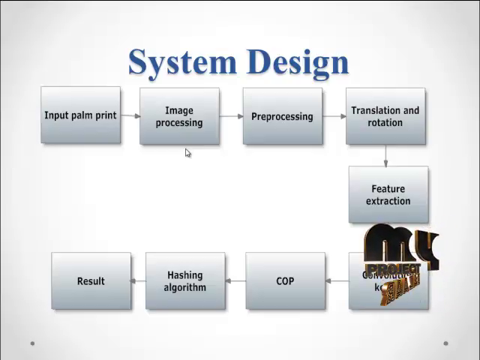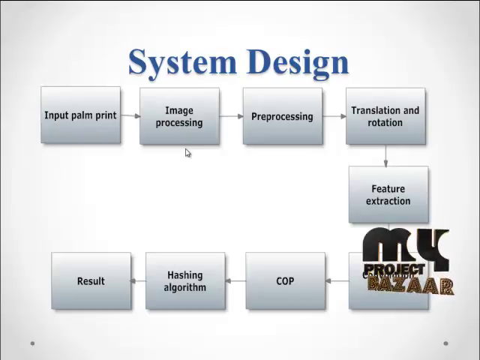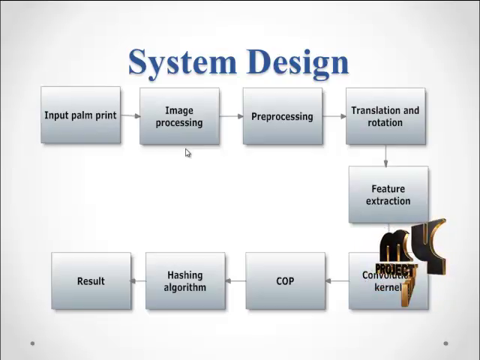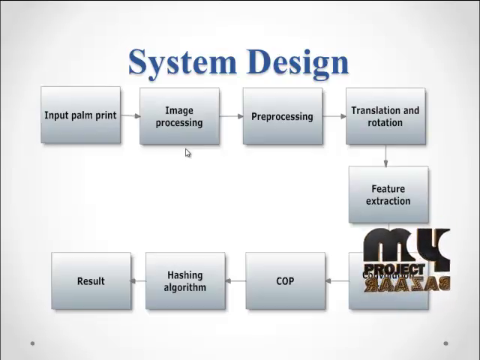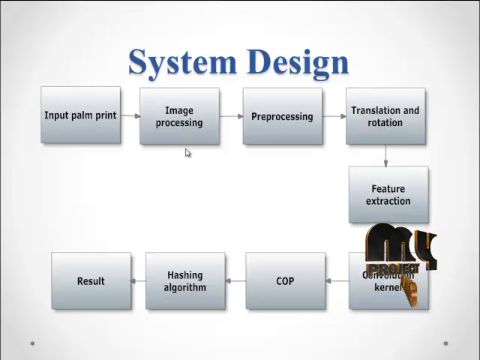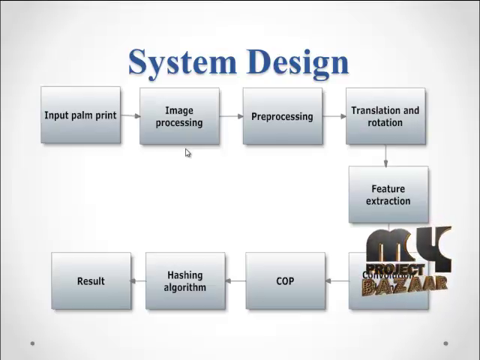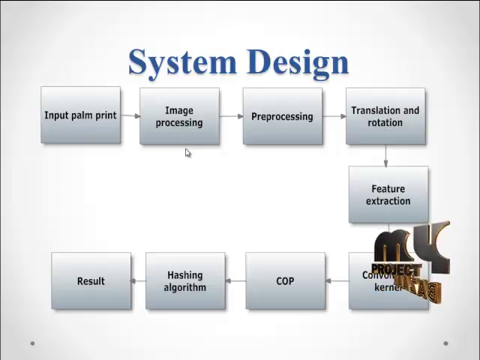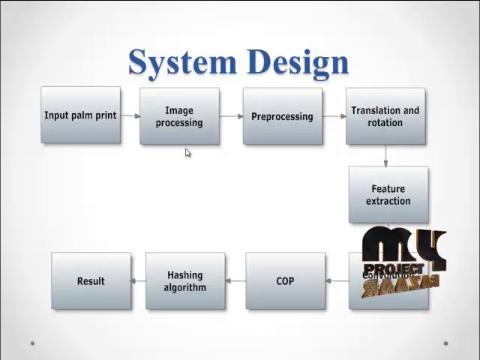Actually, the COP method is a hashing process. From the result of hashing, we are getting values, that means an image. That image has a particular value in the backend. That value is called the feature value, and those values are used for classification and identification.